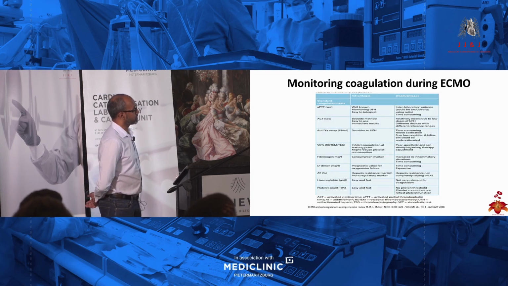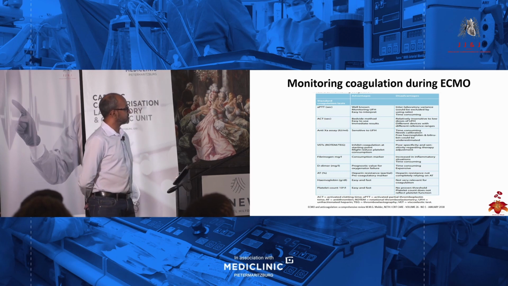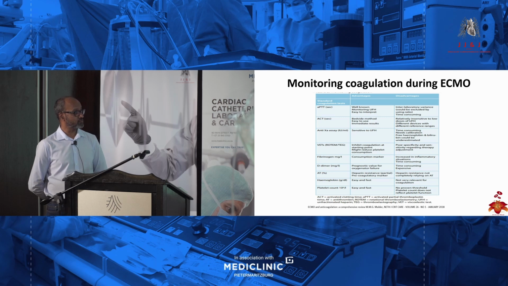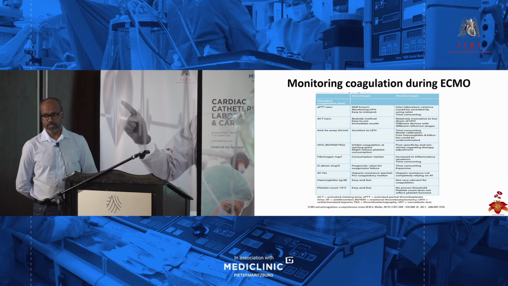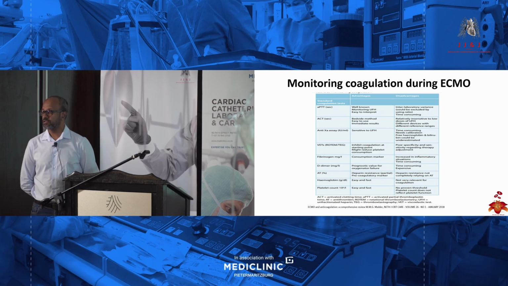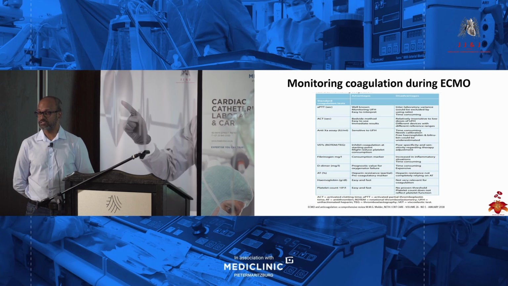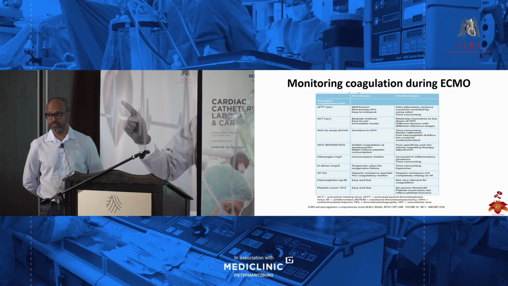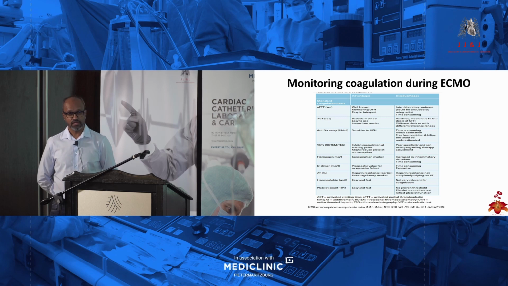Monitoring coagulation in ECMO. Well, we all know these are the common ones: APTT, activated clotting time, anti-Xa assay, viscoelastic test, fibrinogen, D-dimer, antithrombin, hemoglobin, and platelet count. Now, not one of these tests can give you a definitive answer on the coagulopathic state of a patient at any one time. You have to use them in combination, and the way it's done is in parallel or in sequence, and we tend to analyze that.